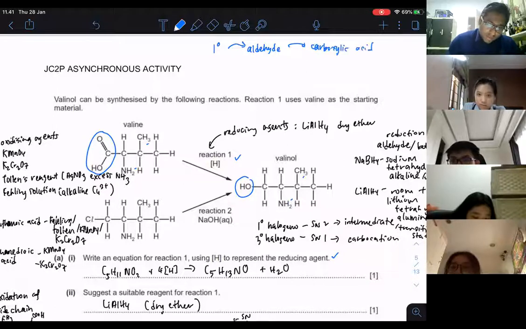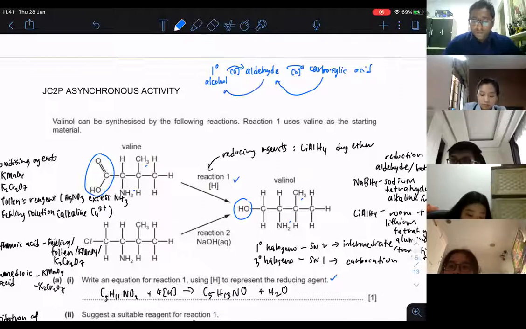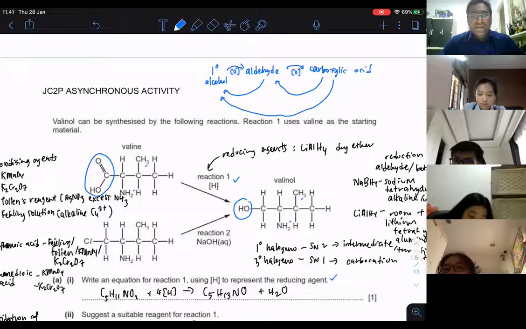So I'll just put alcohol here, and then this one will be oxidized, oxidized, oxidized. You can actually get back carboxylic acid to aldehyde, and you can get back aldehyde to primary alcohol, using reducing agents. Or you can straight away change the carboxylic acid to become alcohol using a reducing agent, but you need to use a very strong reducing agent. So here we are talking about a very strong reducing agent.